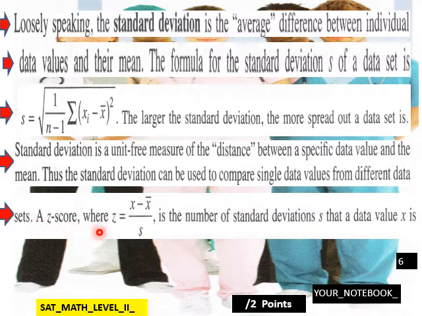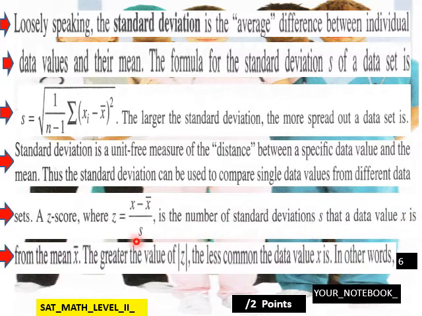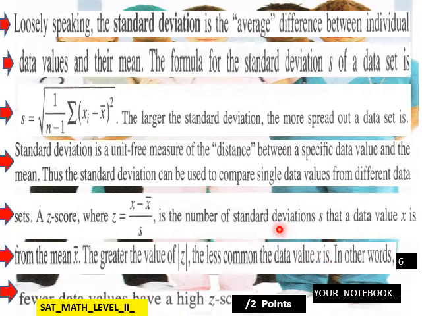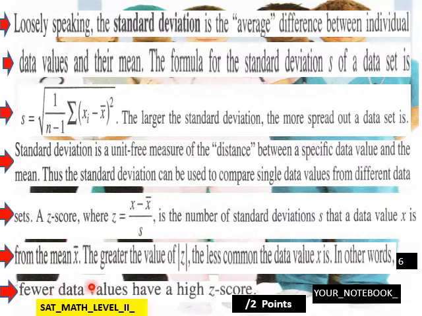Thus, the standard deviation can be used to compare single data values from different data sets. A z-score, where z equals x minus the mean of x over s, is the number of standard deviations s that a data value x is from the mean. The greater the absolute value of z, the less common the data value x is. In other words, fewer data values have a high z-score. So if you have a high z-score, you're further away from the mean.